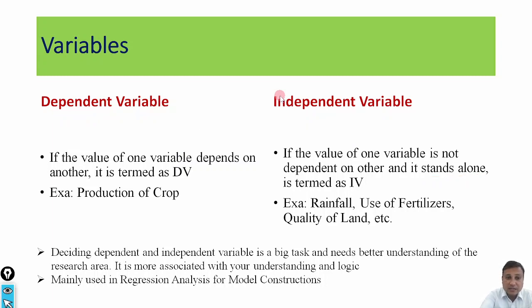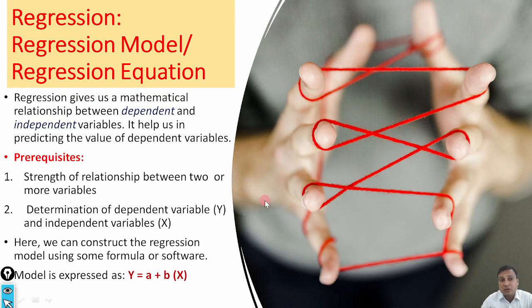Now once we understand the meaning of dependent and independent variable, let me take you to the meaning of regression. See, regression is a concept. This is just a terminology. In regression, we compute or obtain a regression model or the regression equation. A regression model and regression equation are the same. They are like synonyms. Fine.